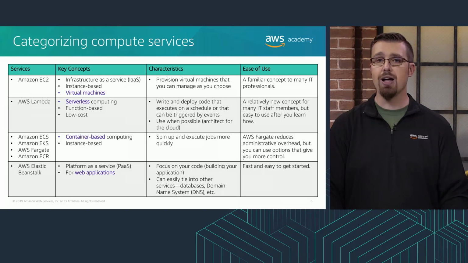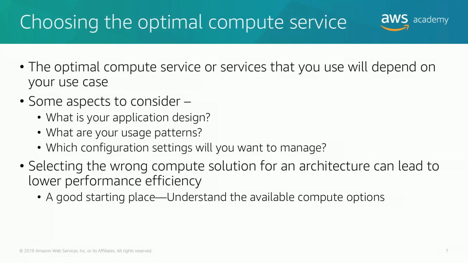AWS manages the OS, the application server, and other infrastructure components so that you can focus on developing your application code. AWS offers many compute services as there are several different use cases. The optimal compute service or services that you will use depend on your use case. When selecting your compute service, you will want to consider the following questions.